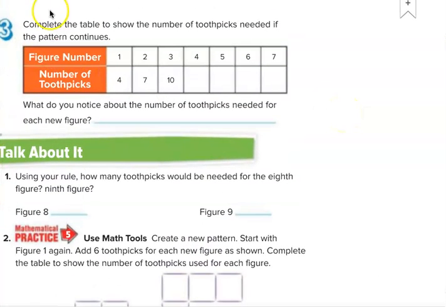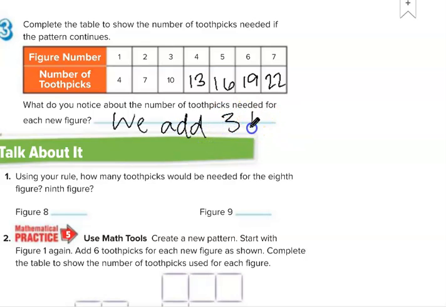it says complete the table to show the number of toothpicks needed if the pattern continues. So again, you can see here that the pattern is just to add 3 each time, so we're going to add 3 there. We figured out the fifth pattern is going to have 16. The sixth pattern will have 3 more than the last one, so 16 plus 3 is 19. And the seventh pattern, if I add 3 to 19, I get 22. What do you notice about the number of toothpicks needed for each new figure? We add 3 toothpicks each time.